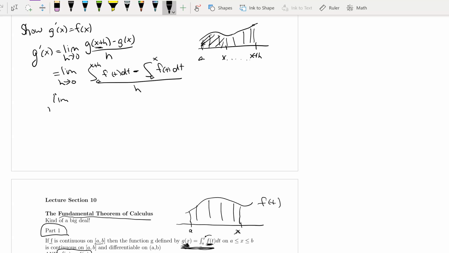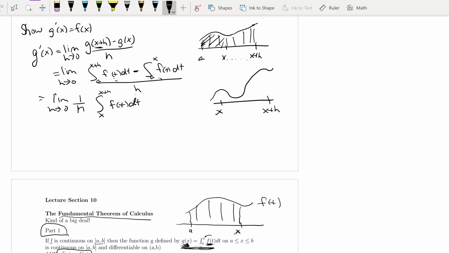So I have the limit as h goes to 0. And I'm going to pull this h that's in the denominator out front like this. And then these two integrals combine to give me the integral from x to x plus h of f of t dt. Okay, so I'm going to draw yet another picture of this. I guess I didn't really need an x-axis or a y-axis here. So here's x, and here's x plus h.